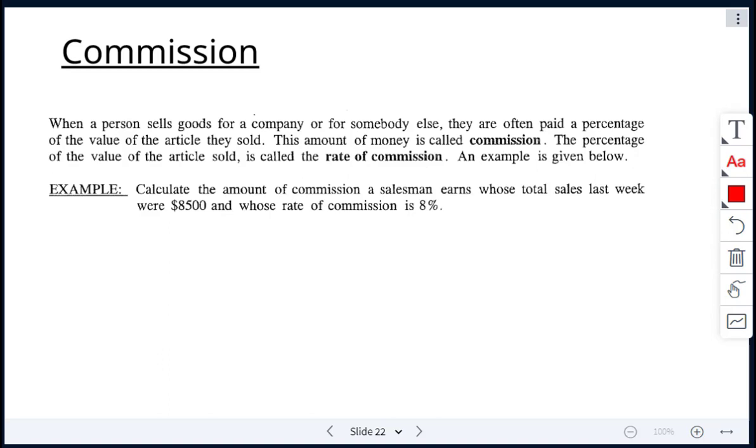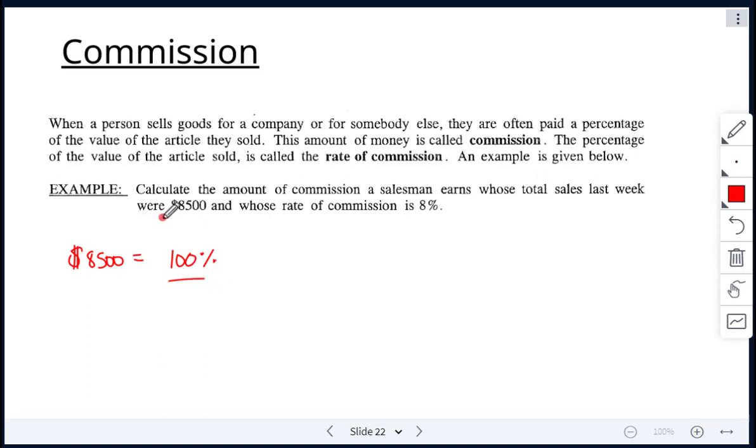So our example below, calculate the amount of commission a salesman earns whose total sales last week were $8,500 and whose rate of commission is 8%. All right, so setting this up as a ratio, $8,500 is the total amount, so that's the 100% amount. All right, that's the total sales in dollars and percent.